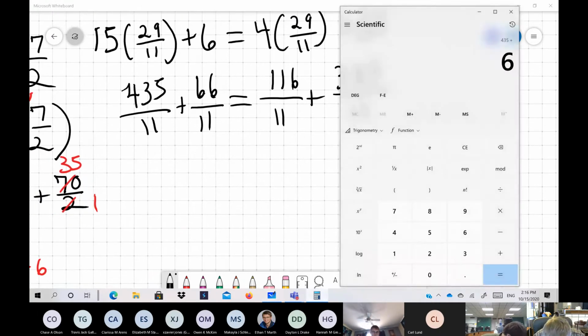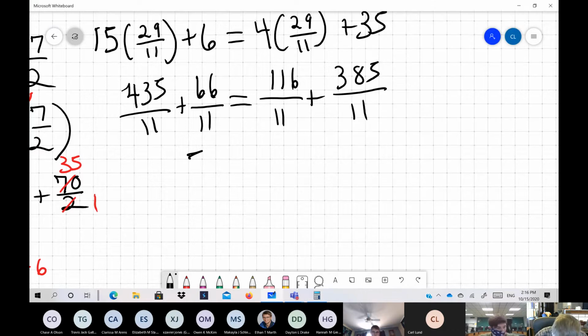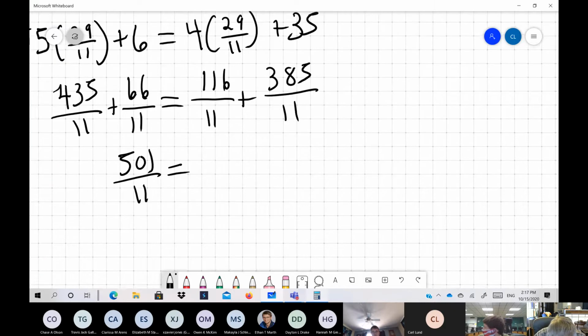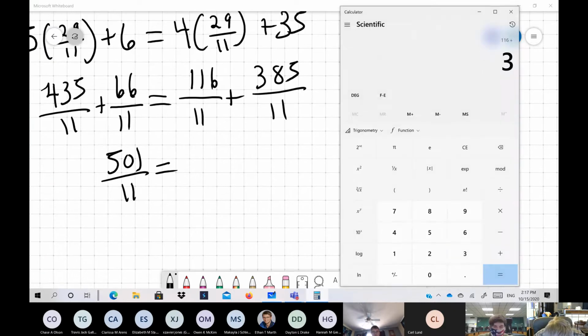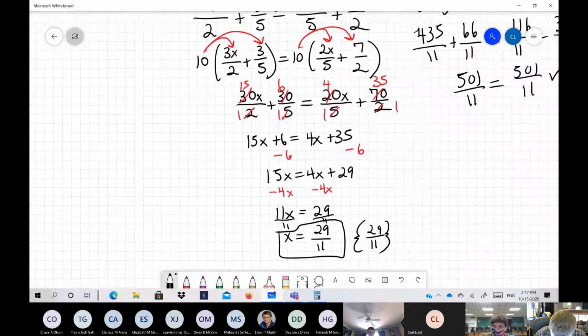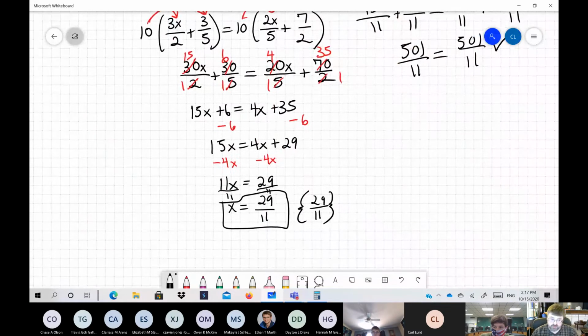So what I get is, on my left-hand side, 501 over 11. And on my right-hand side, I get 501 over 11. Because these two sides equal each other, we know that, yes, x does equal 29/11.